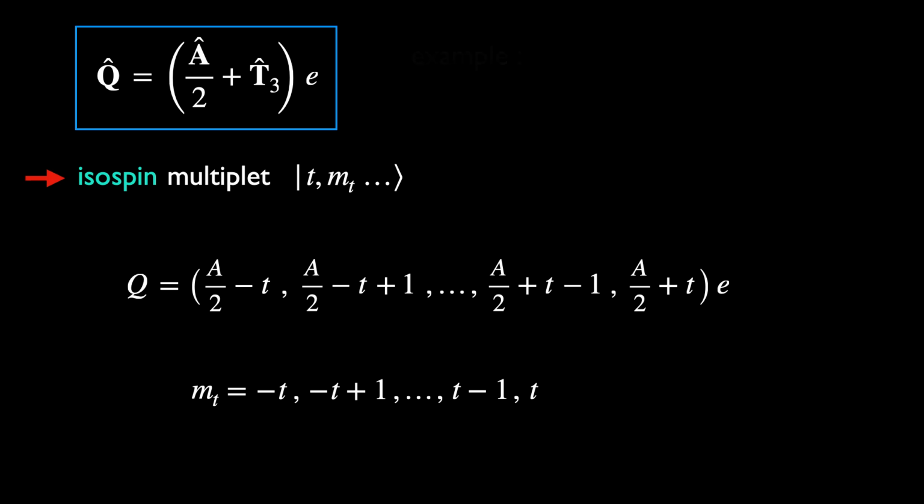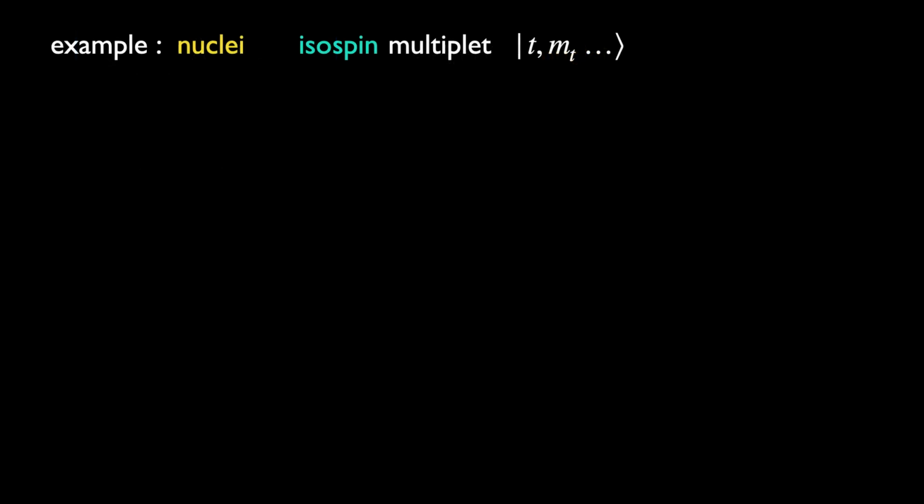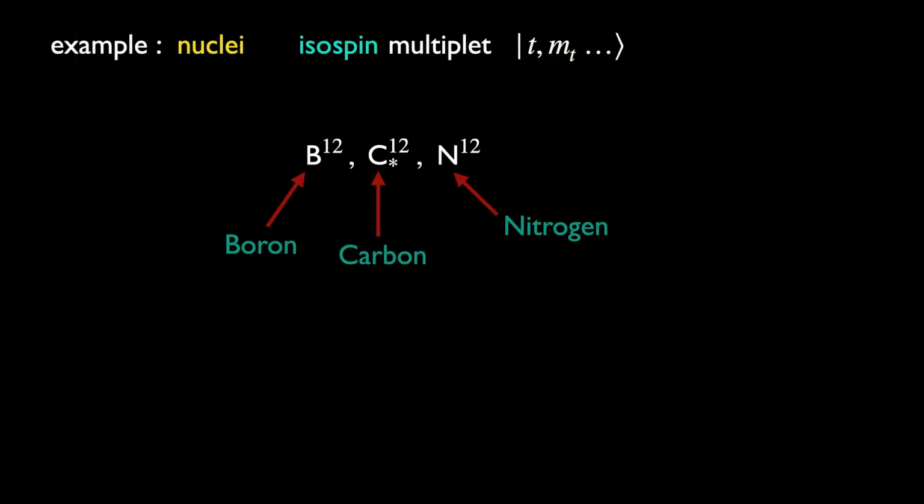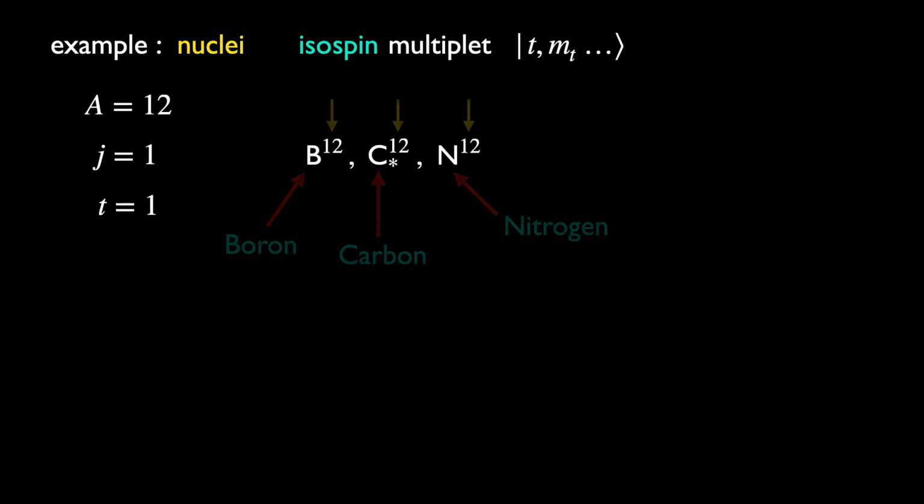As an example, let's look for isospin multiplets among the nuclei. Here we have a triplet of nuclei with nucleon number 12 and spin 1. And of course, an isospin triplet corresponds to T equals 1. The asterisk on carbon 12 indicates that this is an excited state.